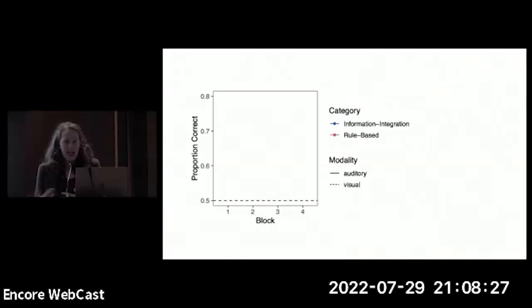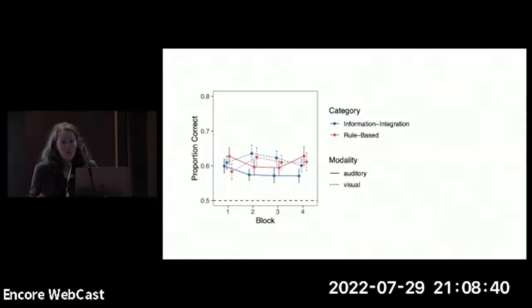Okay, so then we can look at how well the children actually learn these categories across 4 blocks, and there were 50 trials in each of these blocks. And I'll show the categories here in different colors and the modalities as different line types. So overall, this is what we see in terms of children's performance.